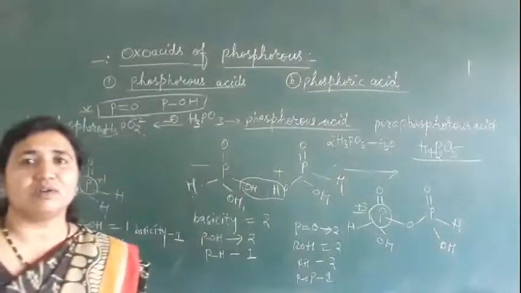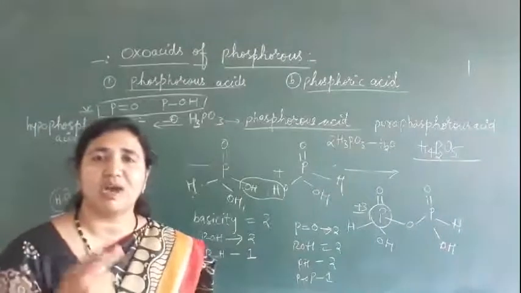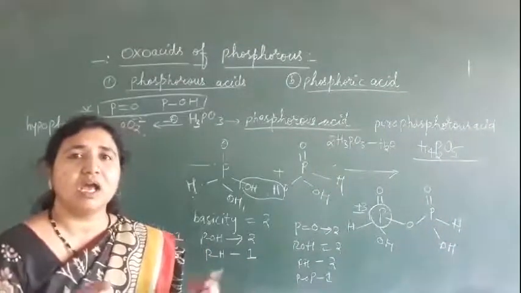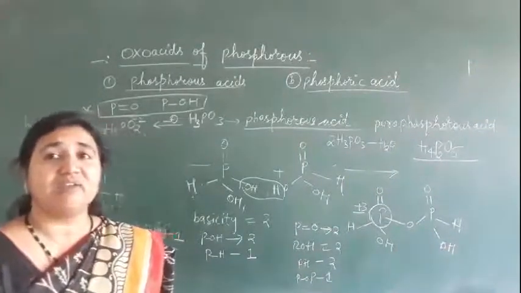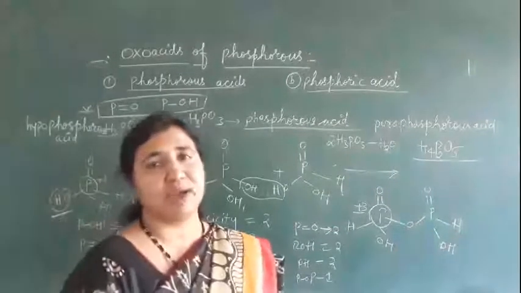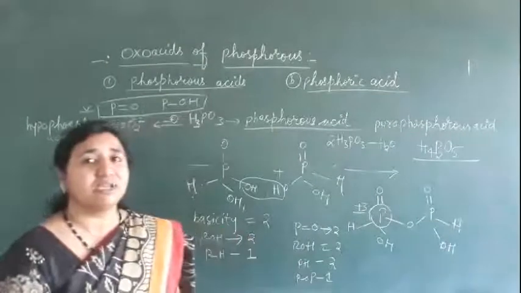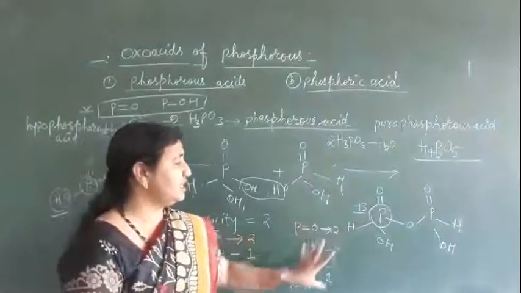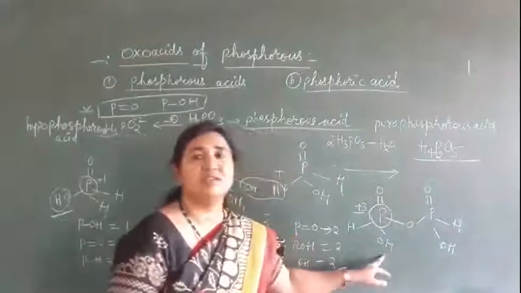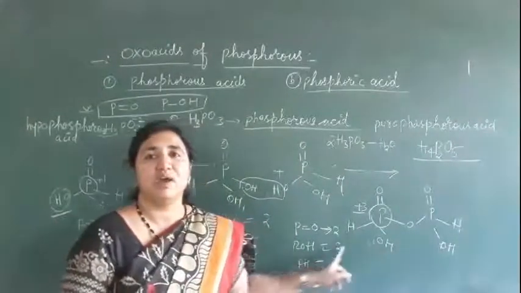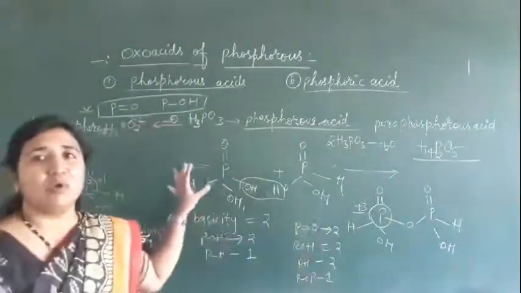So they can ask the question, how many P-O-P bonds are there? How many P double bond O bonds? How many P-OH bonds? How many P-H bonds are there? And what is the basicity of this pyrophosphorus acid? The basicity of pyrophosphorus acid is 2 here, because we have 2 OH here. So the basicity will be 2 here. Okay.